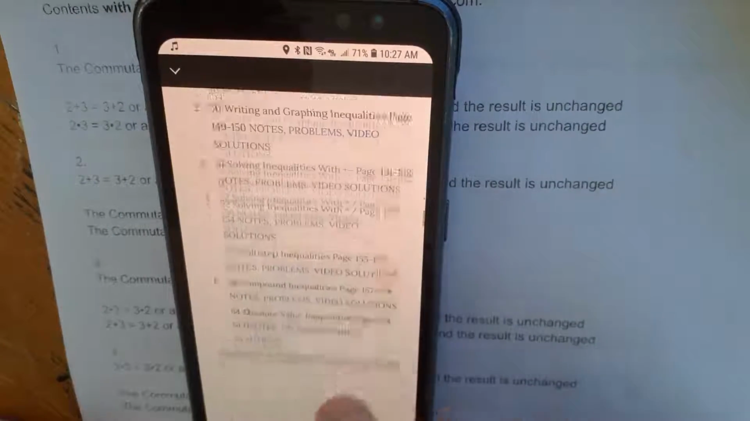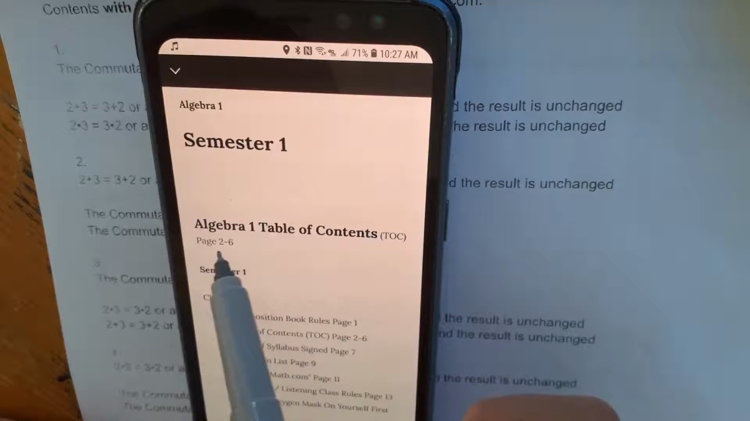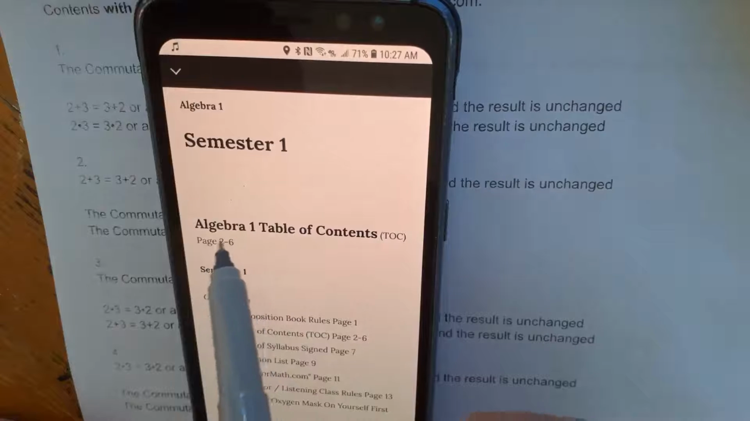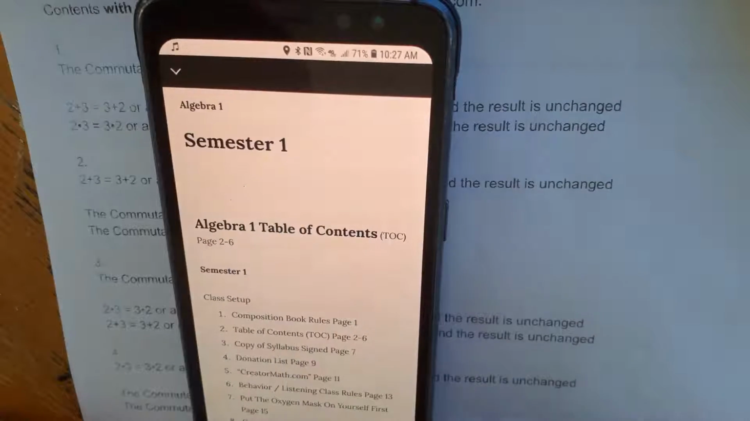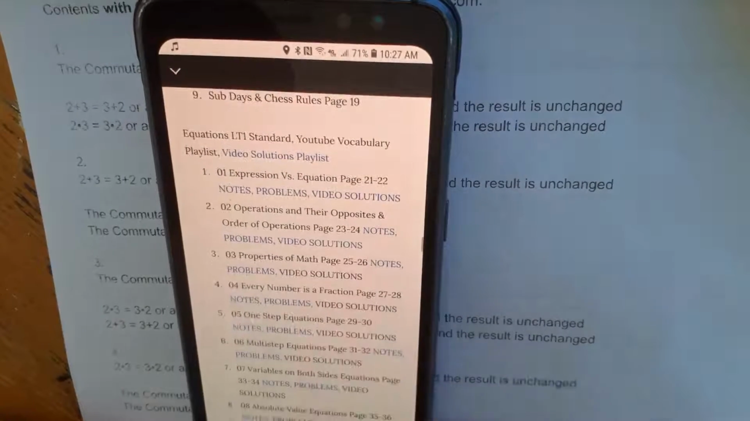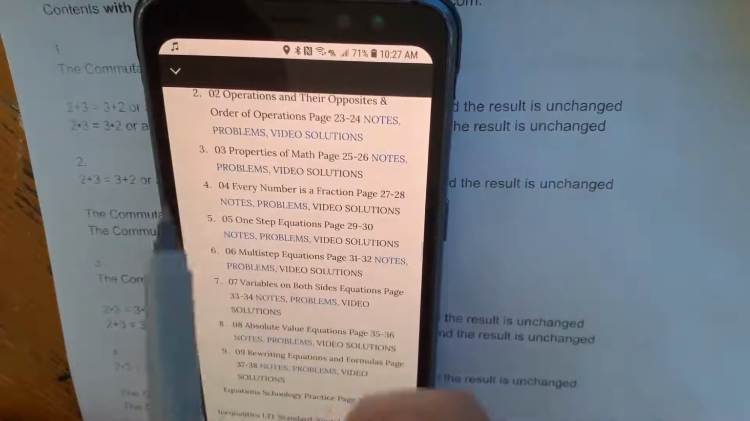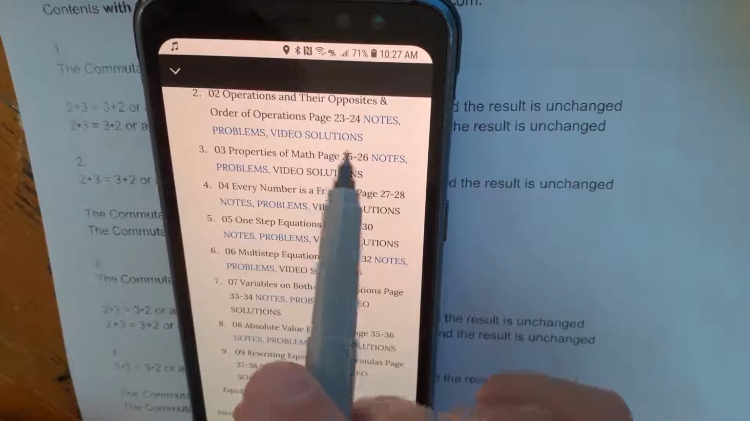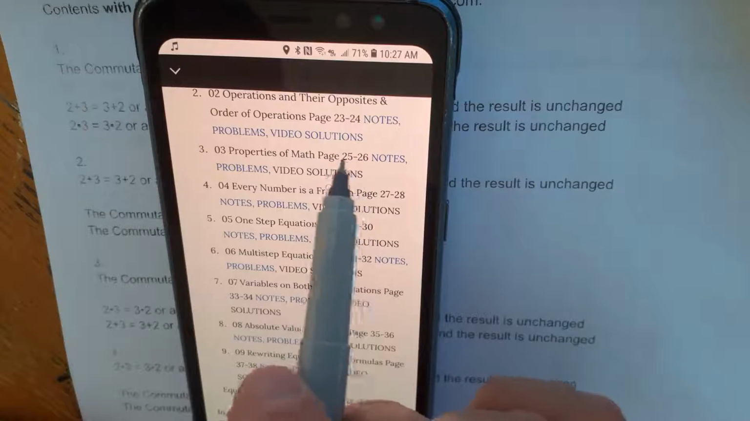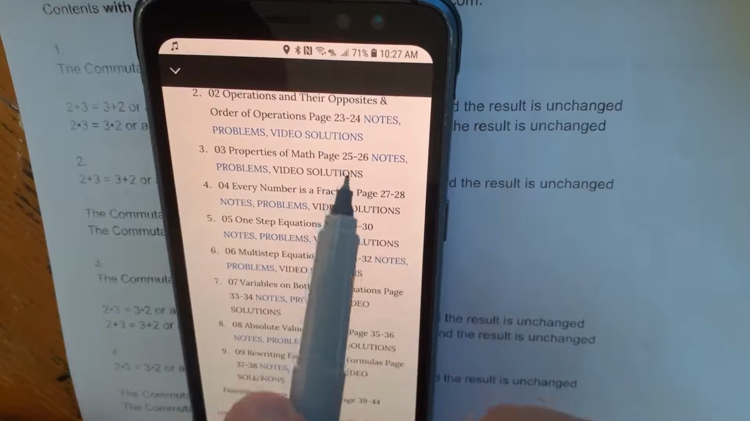Now I'm scrolling down to the proper semester. In this case, this video I'm making is Semester 1. This is the Algebra 1 Table of Contents. You should have already copied this entire table of contents on pages 2 through 6 of your composition book for the correct semester. I'm going to scroll down to the first unit here, which is Equations. We're on lesson number 3 right here, Properties of Math. Here are the page numbers it goes on in your comp book. Please don't use this video for the page numbers, but go to the original table of contents on the website, because by the time you watch this video, this probably will be changed.